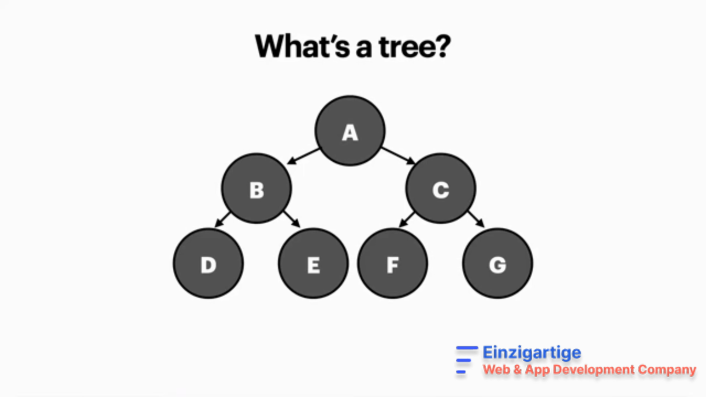Each of those nodes has pointers to other nodes. A, for example, has a pointer to B and C. So B and C are the children of A. And in this tree, every node has at most 2 children, so this is a binary tree.